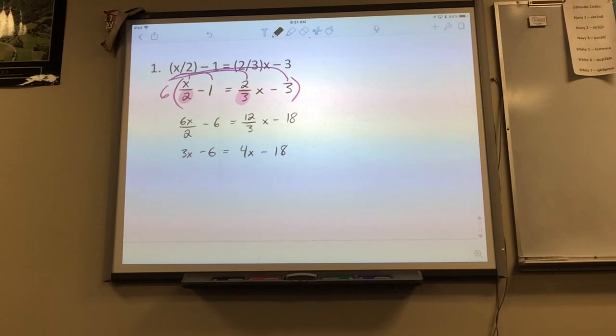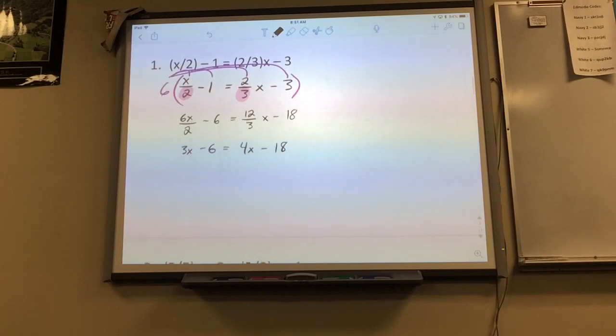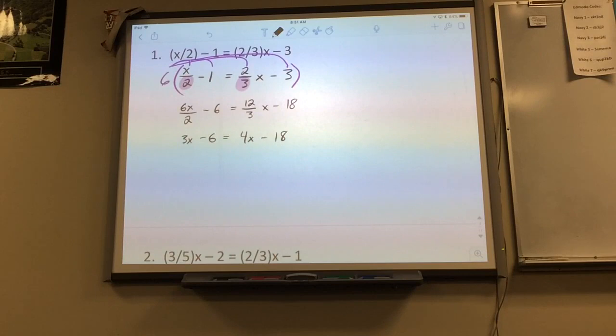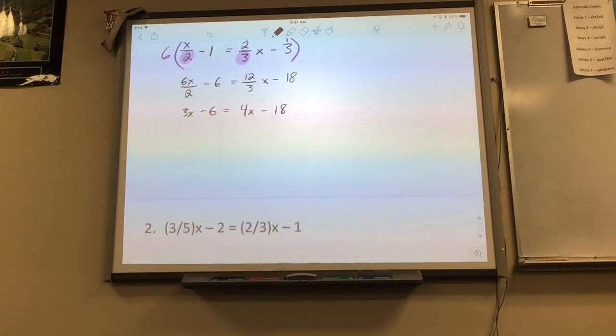You subtract 3x. We subtract the lower amount of x's. This is the first time we've actually done this in class, where we subtract the lower amount of x's to the right side instead. This looks a little different than what you would do because you were taught to move everything to the left.